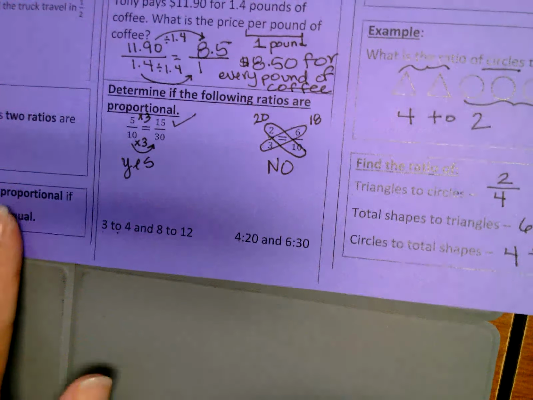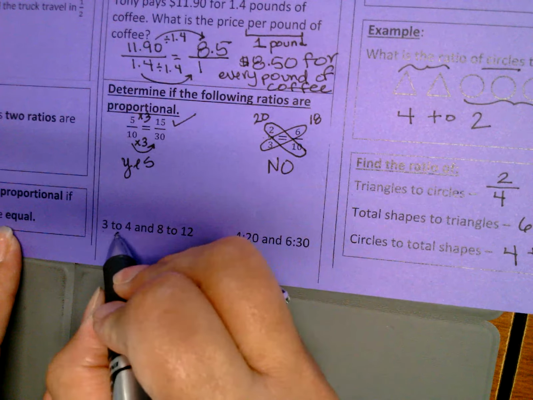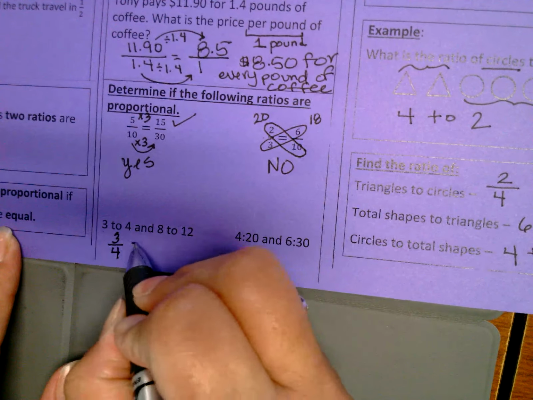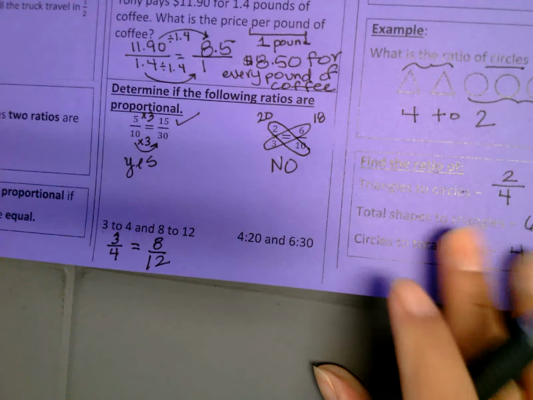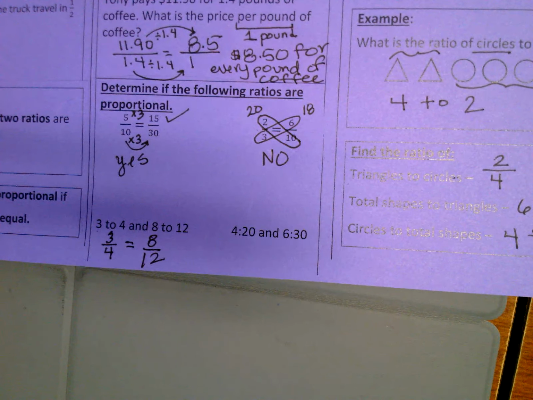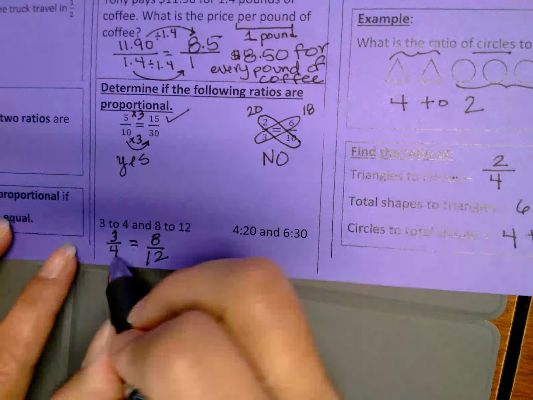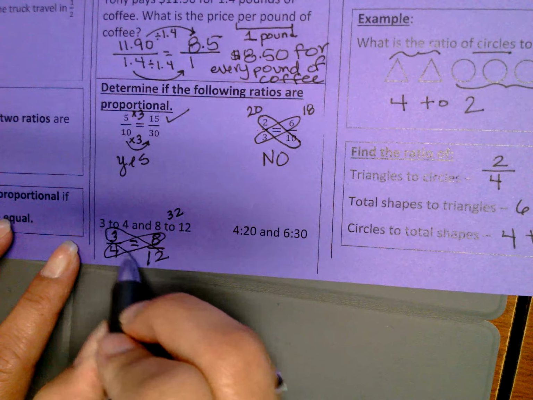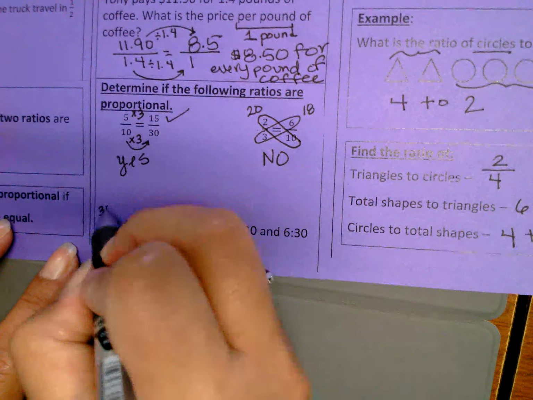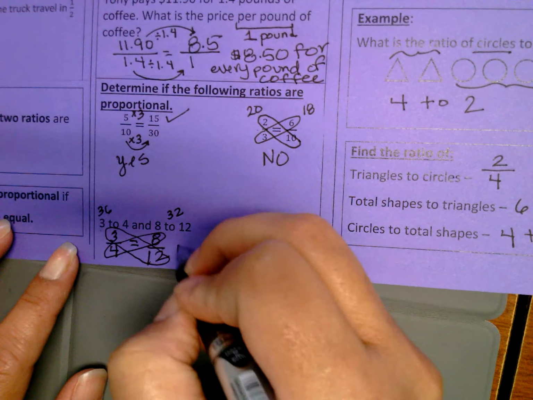3 to 4. Remember, I can write them like this. 3 to 4. And I'm checking to see if it's proportional to 8 twelfths. What do you think? Let's cross multiply. Somebody tell me what 4 times 8 is. 32. Very good. What is 12 times 3? Are these proportional? No.